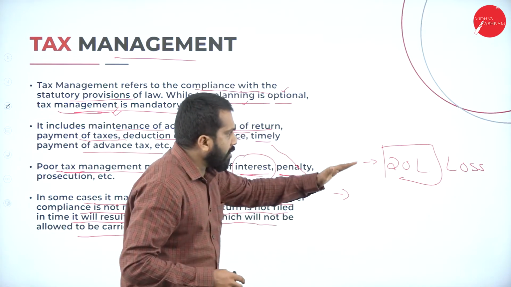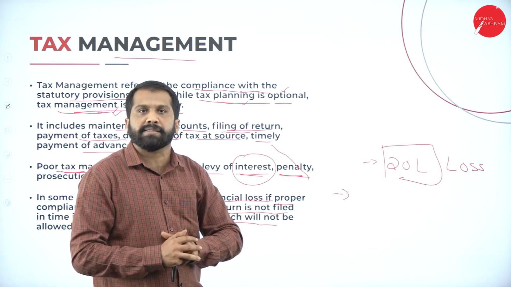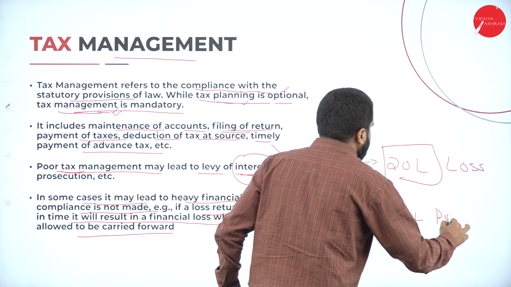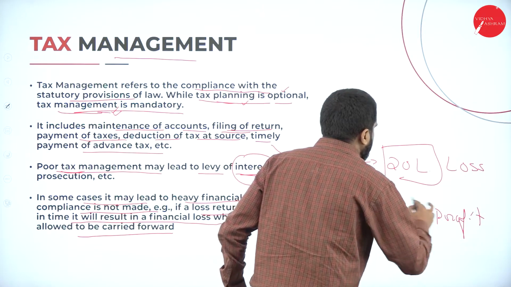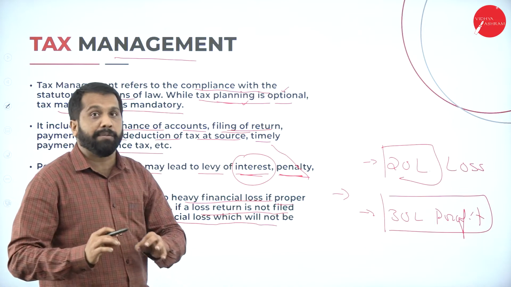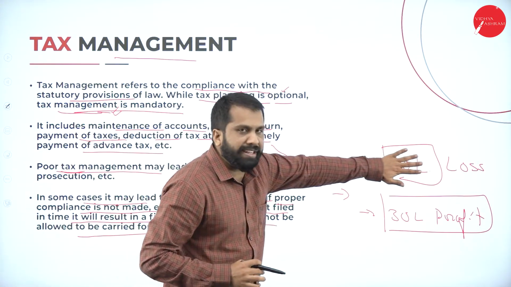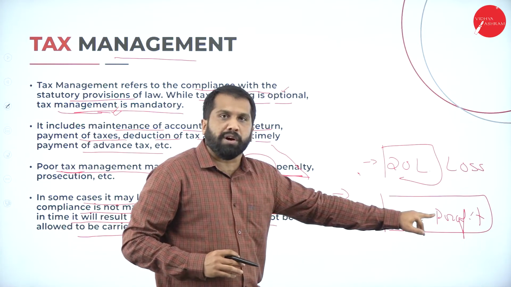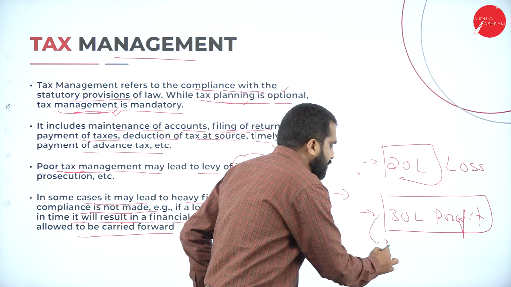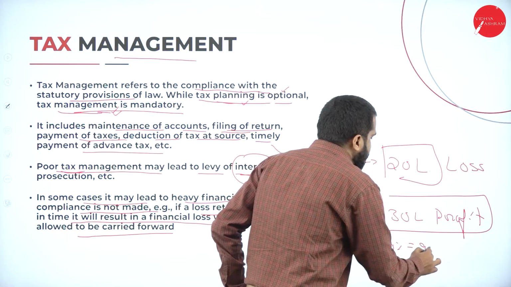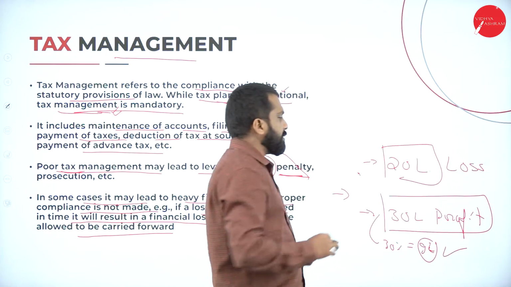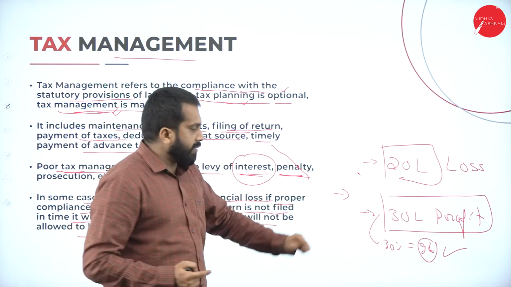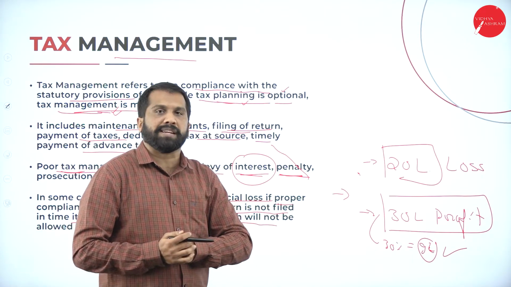In case you have not shown this loss, then what happens? Next year you got 30 lakh profit. If you have not filed your income tax for last year, then whatever 30 lakh profit you got, you are supposed to pay 30% tax. How much is it? 30 lakh into 30%, how much are you supposed to pay as tax now?